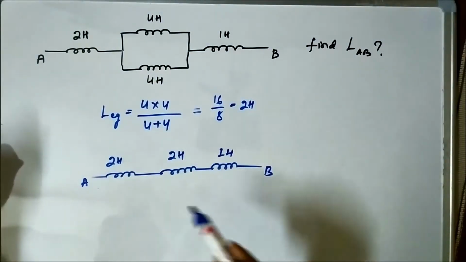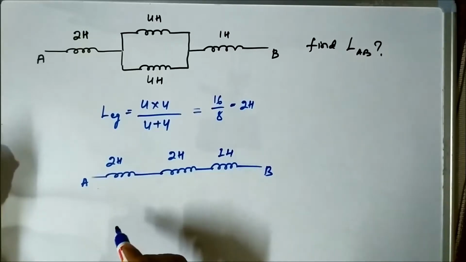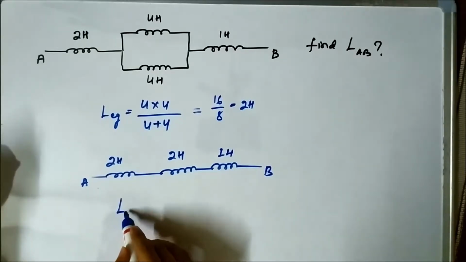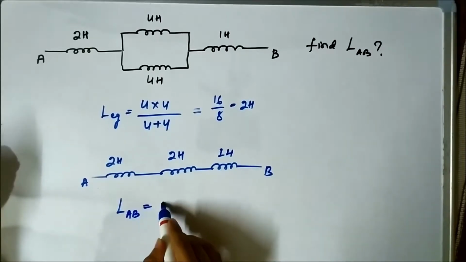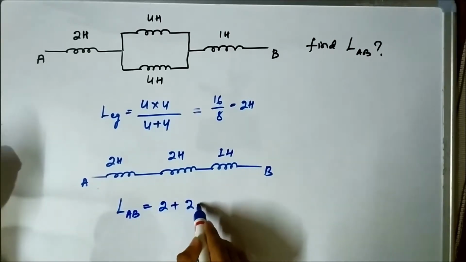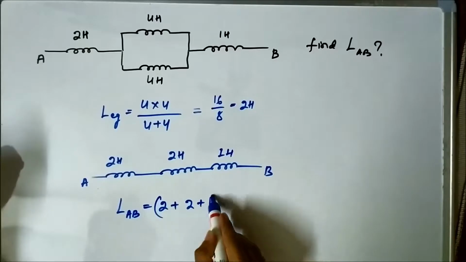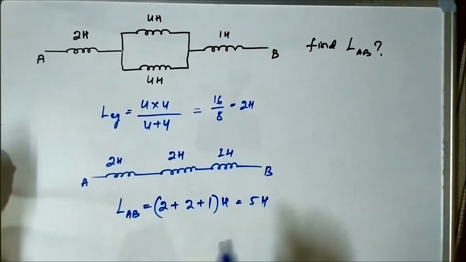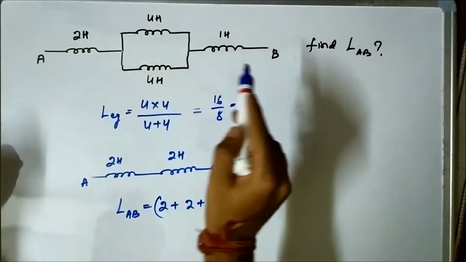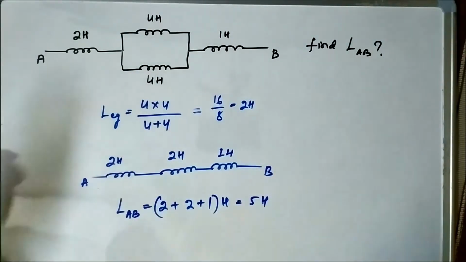So here it is simple, we just add all the inductances, so we get the equivalent inductance across points A and B as 2 plus 2 plus 1 Henry, which is equal to 5 Henry. So the equivalent inductance across points A and B is 5 Henry. Now this is a simple problem.